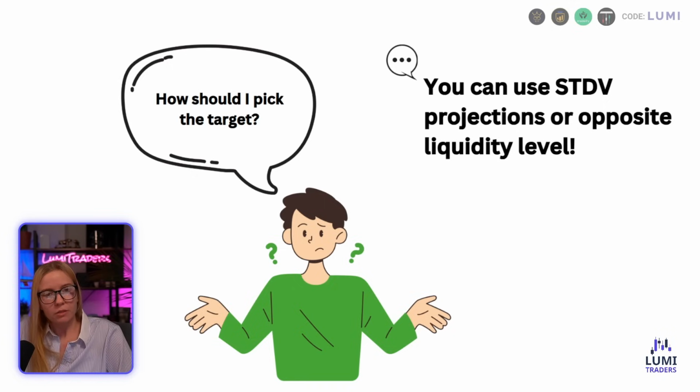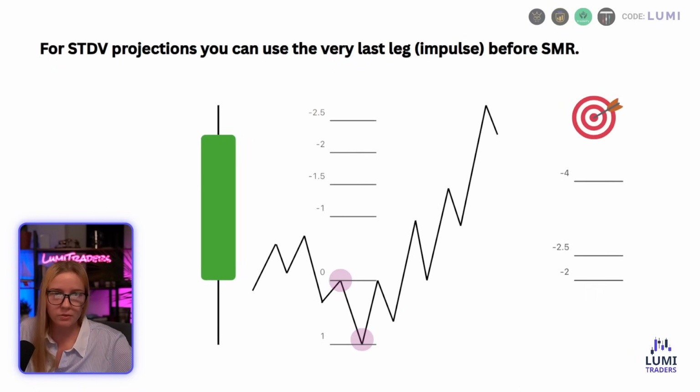We have another question. How should I pick the target? That's a great question. So you can use standard deviation projections. You can just aim for 2R. You can just use liquidity levels, which can be internal liquidity levels, or you can aim for high time frame levels. So for example, for standard deviation projections, you can use the very last leg.